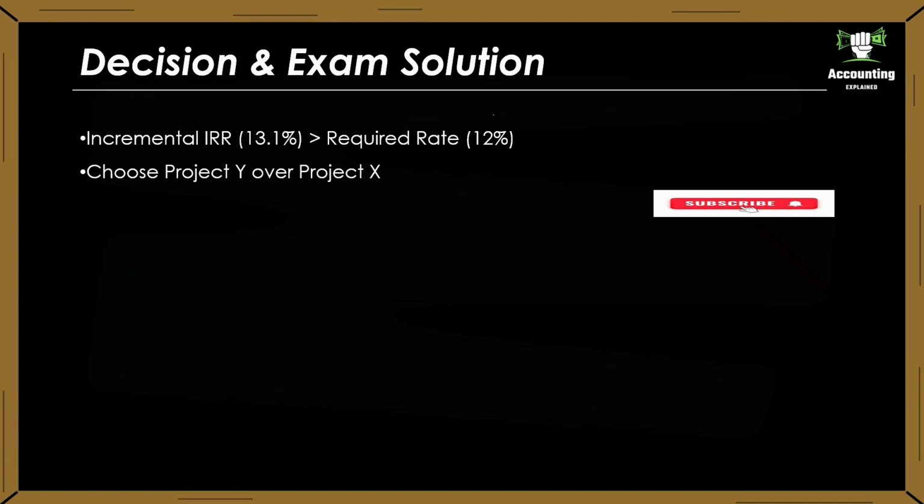Required rate of return as per the question is 12% and the incremental IRR we have calculated is 13.1%. Now incremental IRR is greater than the required rate of return. In that case, we can select the project that has the higher value. In our question, project Y has the higher value, so we can choose project Y over project X.